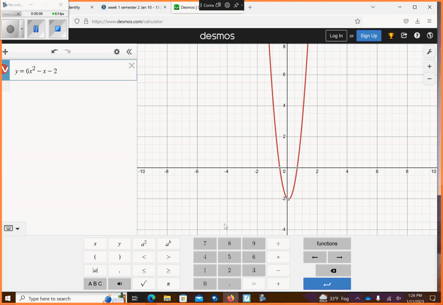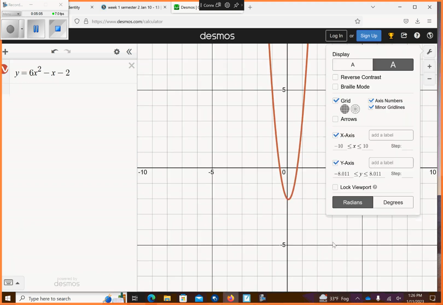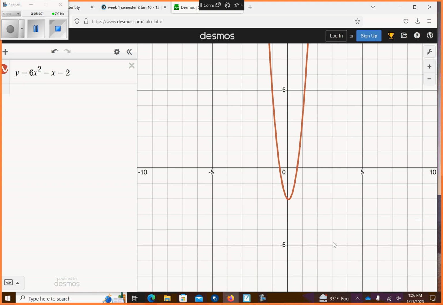And what was the important thing we looked at on this graph? What did we want this graph to tell us if we were just factoring it?